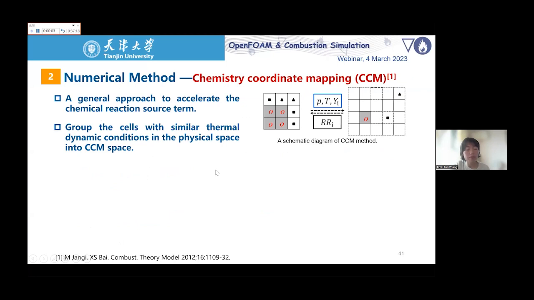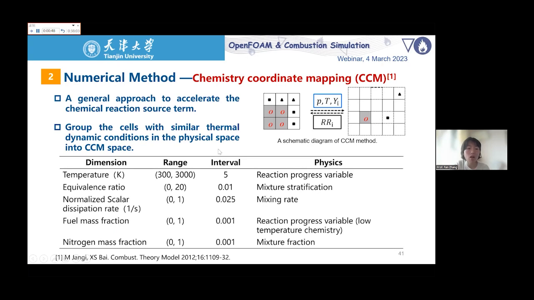Because the PDF method is very time consuming, we want to accelerate the chemical reaction process and reduce the computational time. A general approach to accelerate the chemical reaction source term is the chemistry coordinate mapping method. That means we group the cells in the CFD domain into the phase space and calculate the reaction rate based on the pressure, temperature, and mixture fraction from the CFD space. Normally, we can use temperature, equivalence ratio, a non-dimensional scalar dissipation rate, fuel mass fraction, and nitrogen mass fraction as our parameters. And it has shown good results with this method.